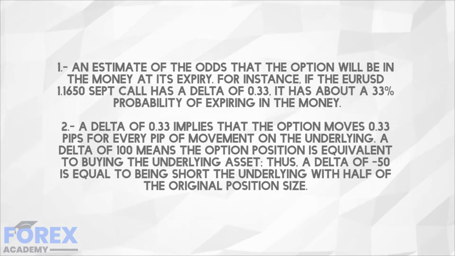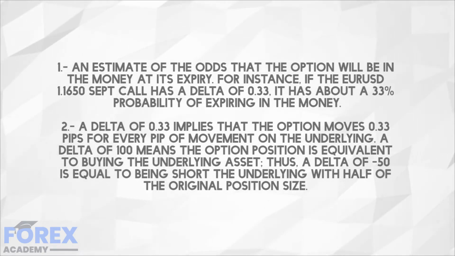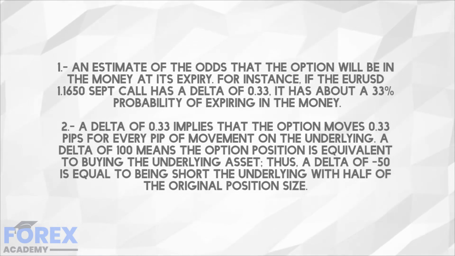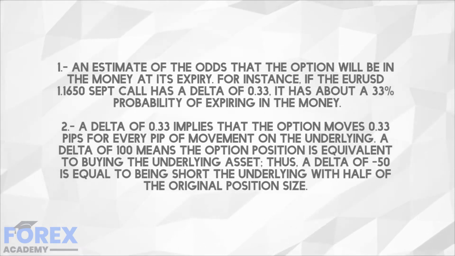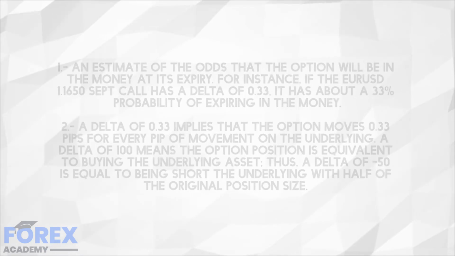For instance, if the Euro-USD at 1.1650 September call has a delta of 0.33, it has about a 33% probability of expiring in the money. 2. A delta of 0.33 implies that the option moves 0.33 pips for every pip movement of the underlying. A delta of 100 means the option position is equivalent to buying the underlying asset. Thus, a delta of -50 is equal to being short of the underlying with half of the original position size. Please note that the delta of an option changes with time and price movements.